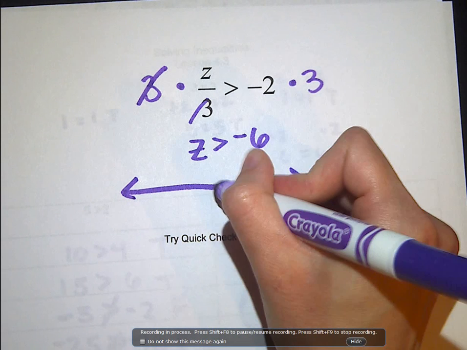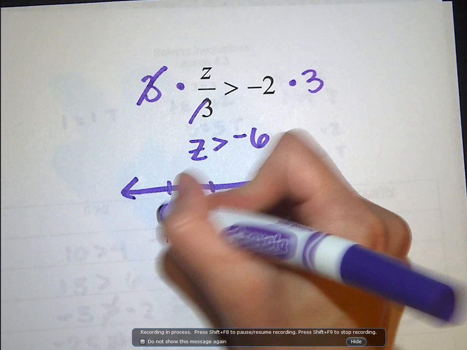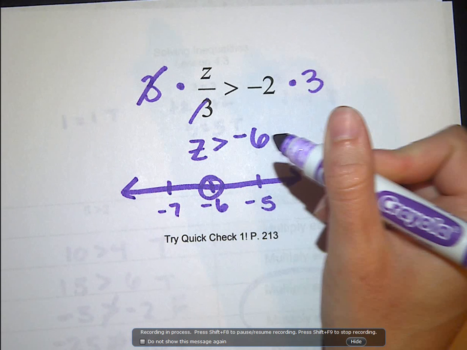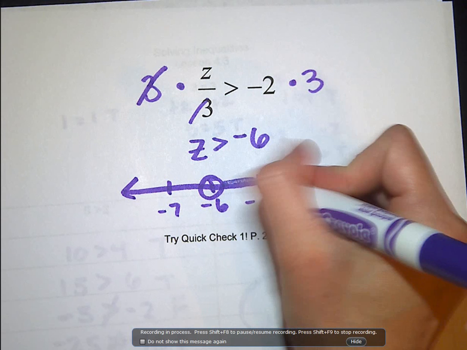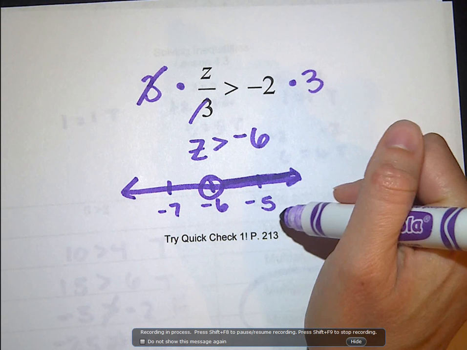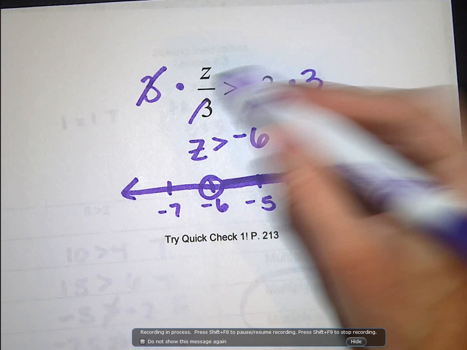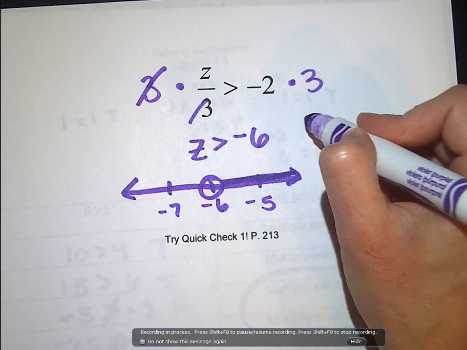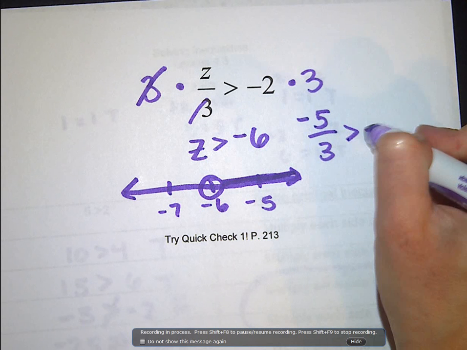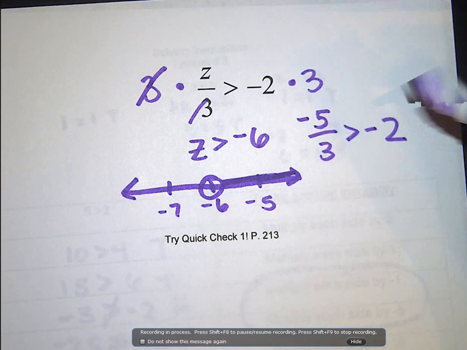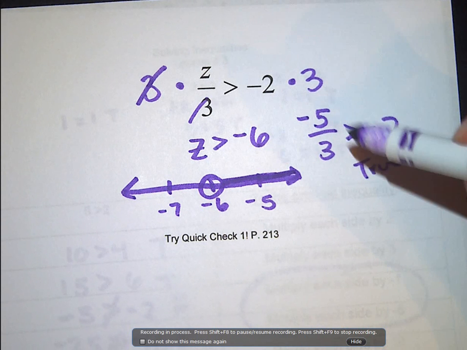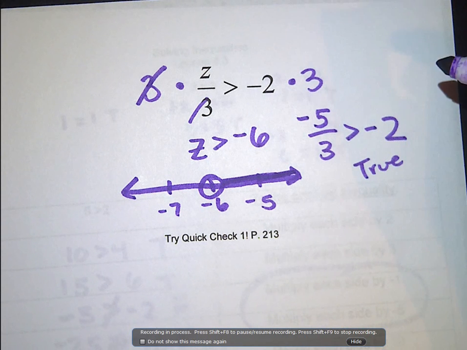I have negative 6, one below is negative 7, one above is negative 5. Open circle at negative 6, and z is greater than negative 6, so I'm going to shade this way. I can check to make sure this is right by using negative 5. So I'll put negative 5 in for z, so I get negative 5/3. Is that greater than negative 2? Yes, it is, so that is true, because negative 5/3 is negative 1 2/3, which is greater than negative 2.